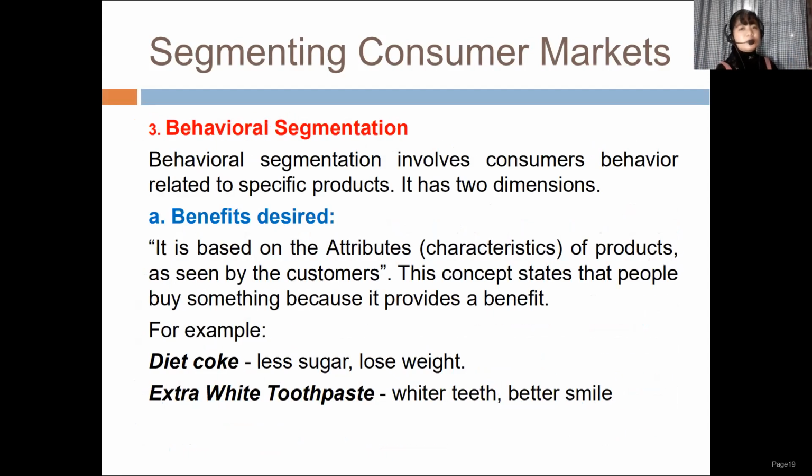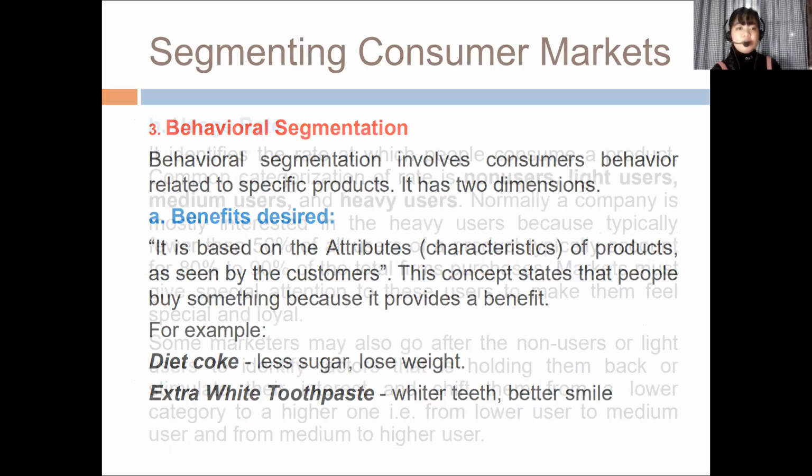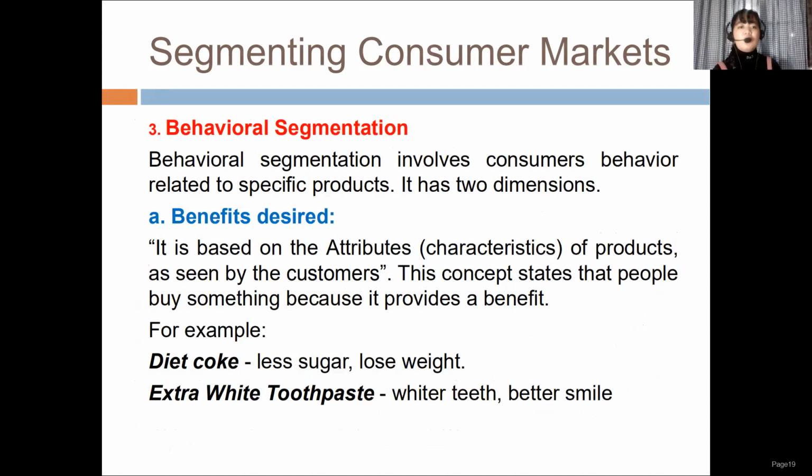Okay, let's now proceed to the third type of segmentation, which is behavioral. So you have two types under behavioral. You have benefits desired and usage rate. When we talk about behavioral segmentation, class, it involves the consumer's behavior related to specific products.